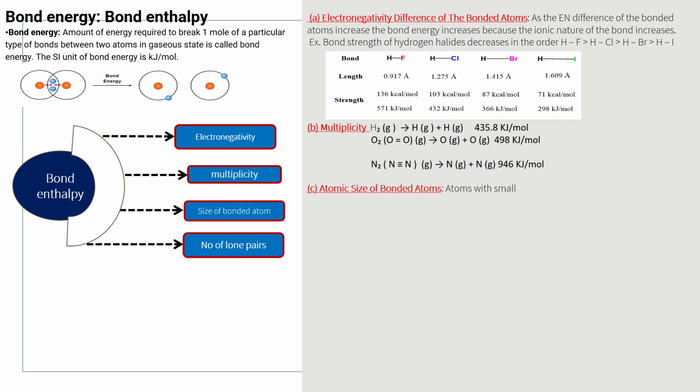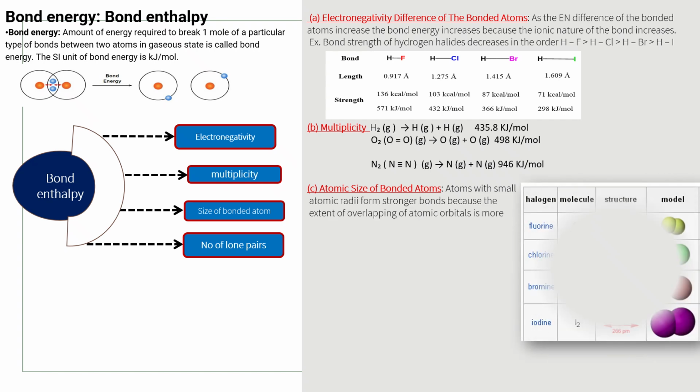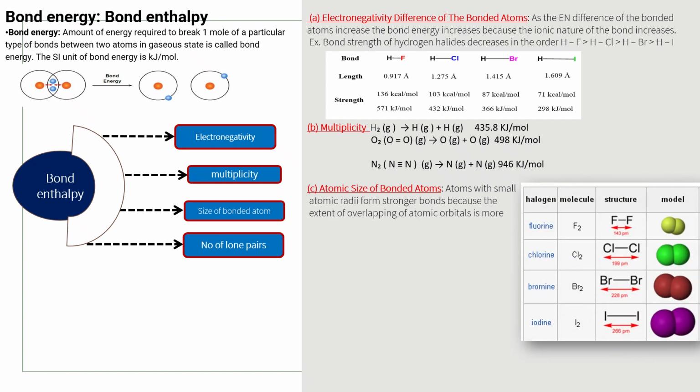Next is atomic size of bonded atom. See the halogens. Fluorine has the smallest atomic radius compared to iodine. So from top to bottom, atomic size increases. If the size is small, then the atoms overlap with each other more, so it requires high energy to break the bond between these two atoms. So in halogens, from fluorine to iodine, the bond energy decreases.